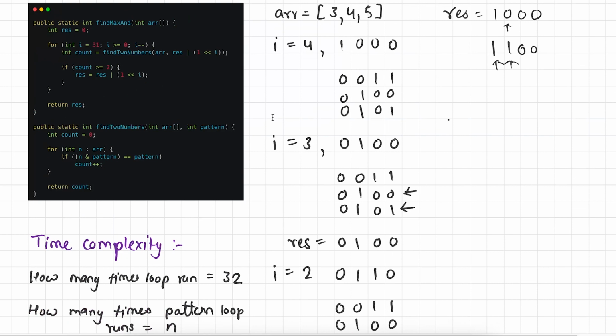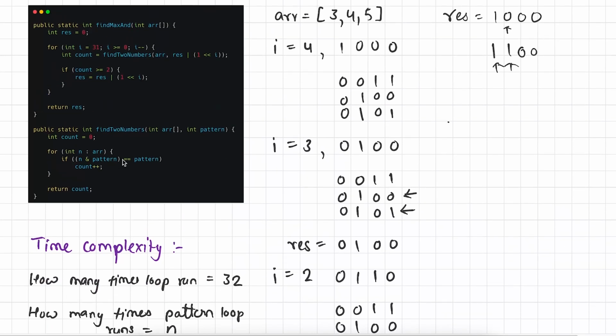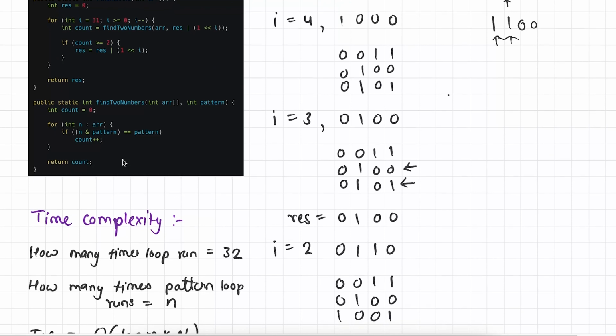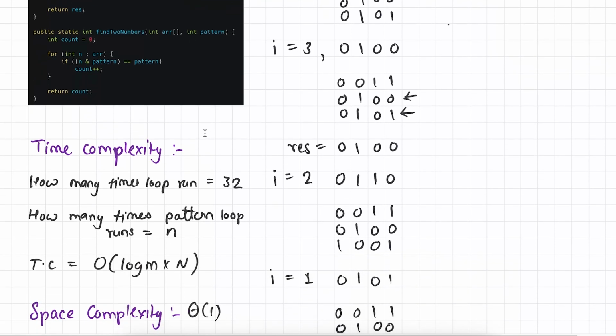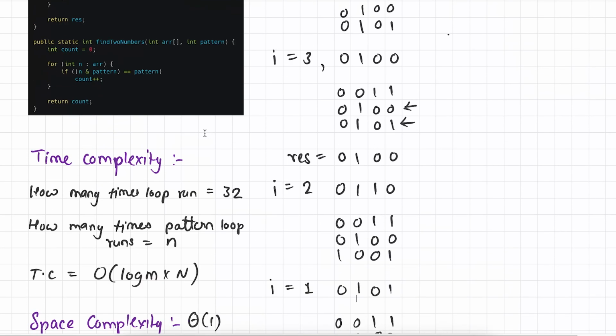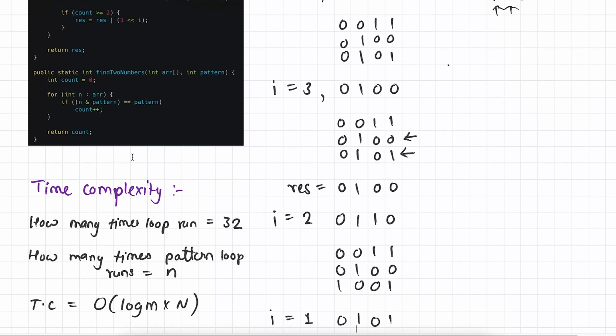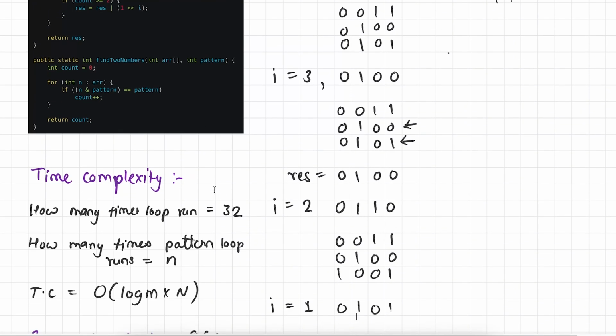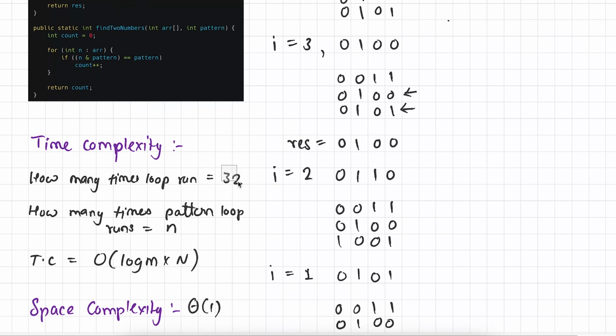So this is how this function works. Let's see the time complexity of this function. How many times is the loop running? In our case the loop is running 32 times. And how many times is the pattern loop running? It is running n times, and n is the number of elements present in the array. Here I am representing 32 as log of m. Why?